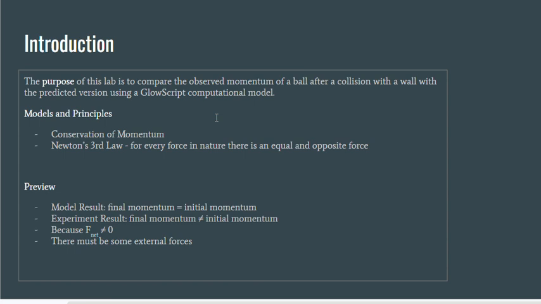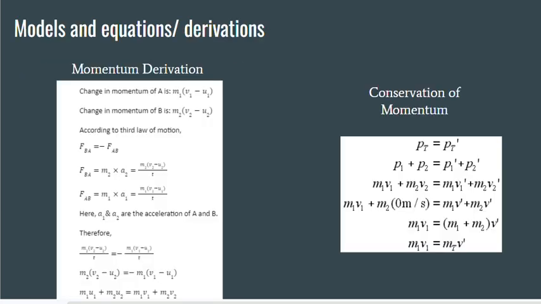Some results that we'll see later on are final momentum is equal to initial momentum, but for the experiment result, the final momentum was not equal to the initial momentum. That is because there were some external forces.